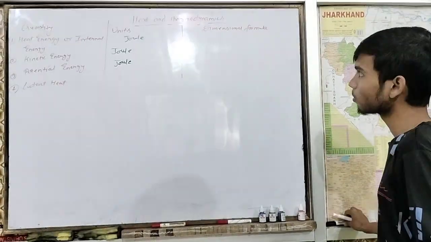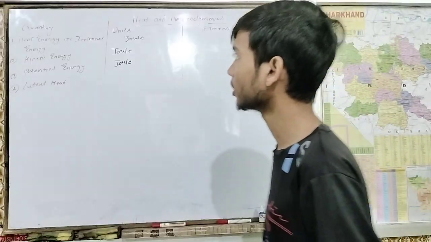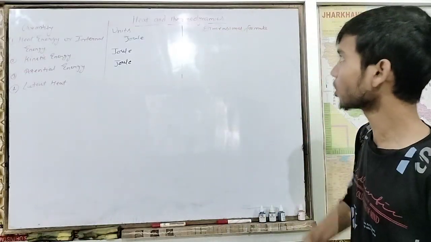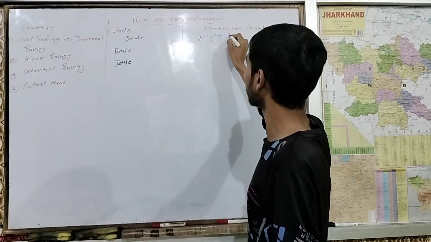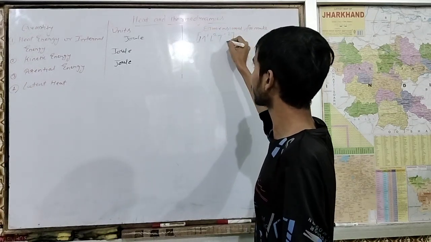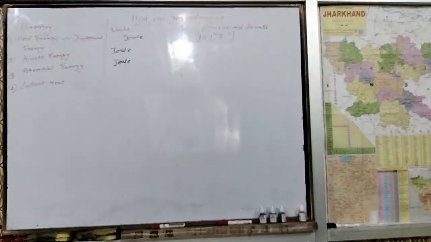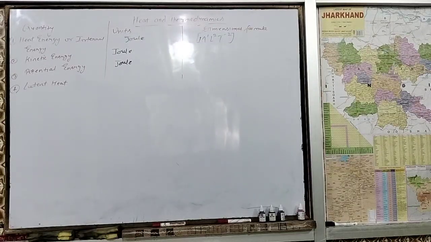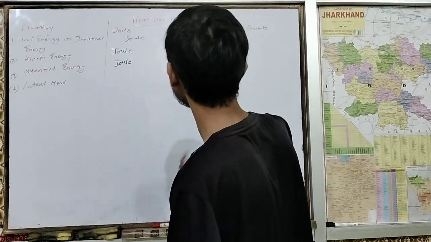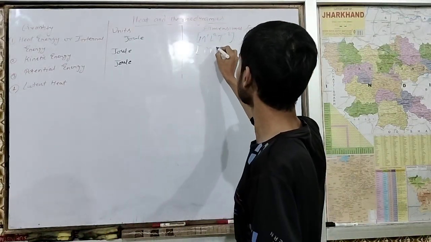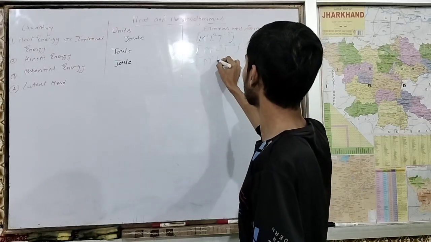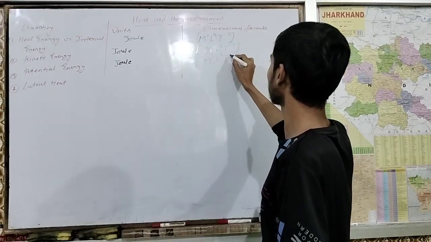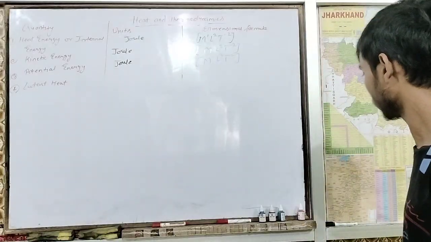Let's write the dimension formula for kinetic energy, heat energy, potential energy. You know that it is just M1, L2 and T minus 2. This is the dimension formula. M1, L2, T minus 2 is the dimension formula for joule. Now next, same M1, L2, T minus 2. Then same M1, L2, T minus 2. This is homework for you.